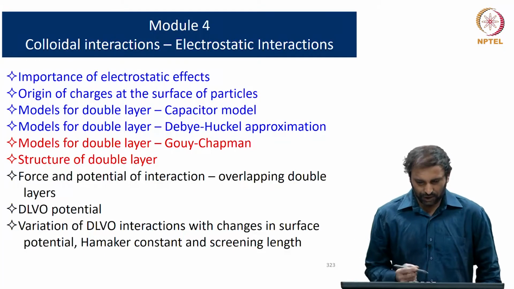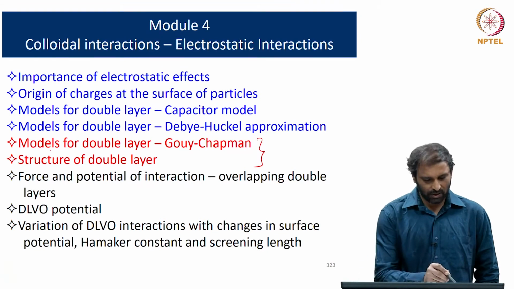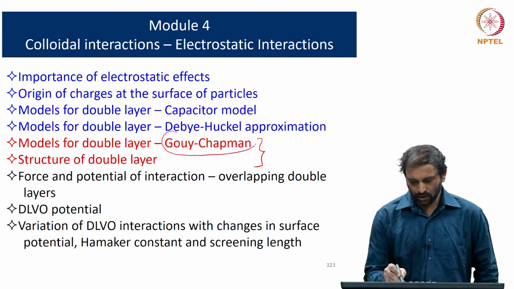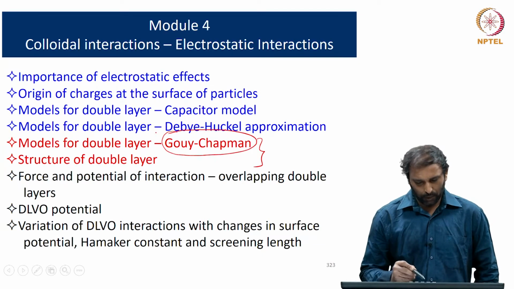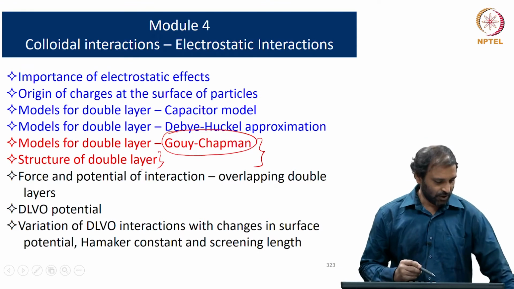Okay, so we'll continue with module 4. In today's lecture, we'll try and look at two aspects. One is models for double layers, looking at Gouy-Chapman theory, and hopefully, if we have some time, we'll also look at the structure of electrical double layers.